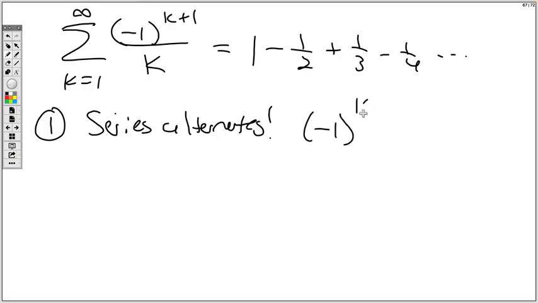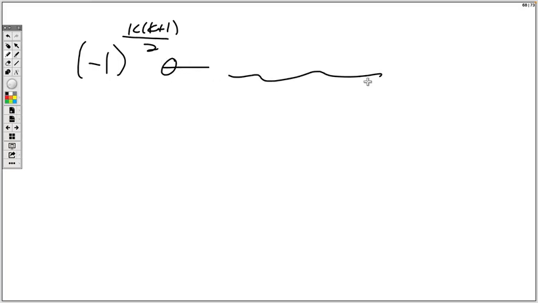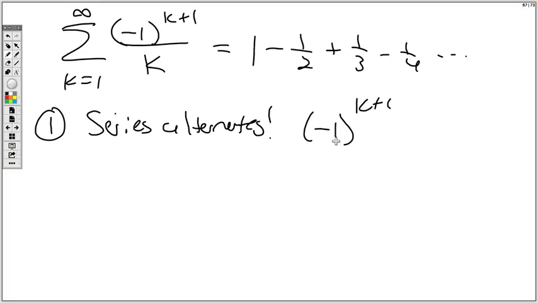Because you got that -1 to the k plus 1. Now, once again, word of caution, just because you have a -1 to the power doesn't always mean it's going to alternate. Is this the one? So, in the privacy of your own home, write out that one and see what happens. So it does alternate. Boom.